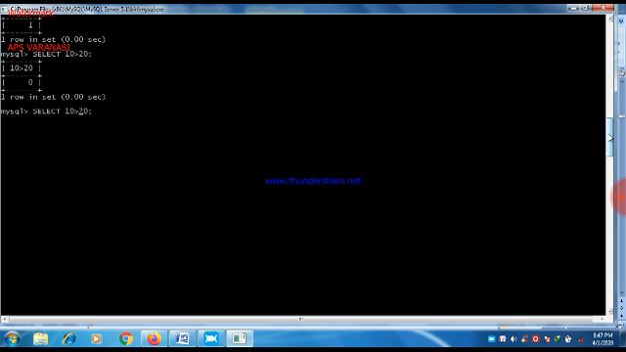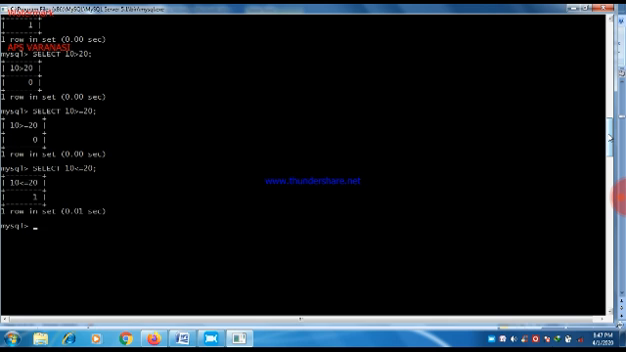These two operators perform in the same fashion. 10 greater than equal to 20: 10 is not greater than 20, so the answer will be again 0. Next, we take 10 less than equal to 20. 20 is greater than 10, so the answer will be 1. So in greater than equal to and less than equal to, the equal value is also considered. So these are basically the basic comparison operators.